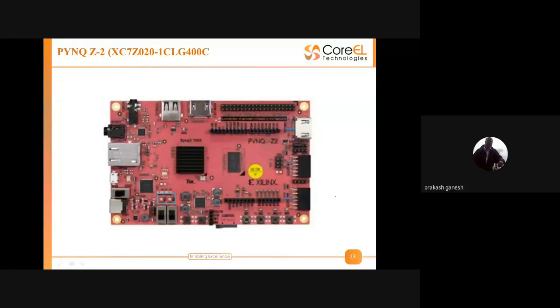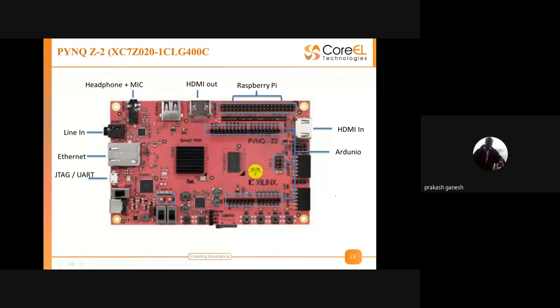Right. So this is the Pynq-Z2 board. It has Raspberry Pi connectors. It's not a Raspberry Pi board, but Raspberry Pi connectors are there. We have Arduino connectors also. We have headphone plus mic, and line in. We have Ethernet connectivity, and HDMI input and HDMI output. We have a JTAG or UART connector, which is a micro USB connector.